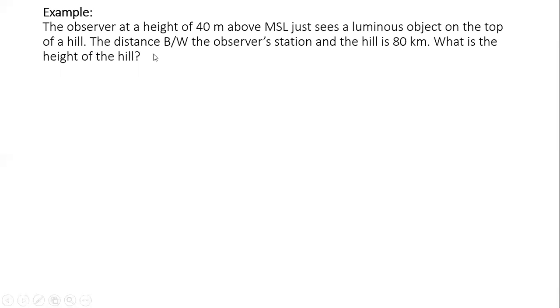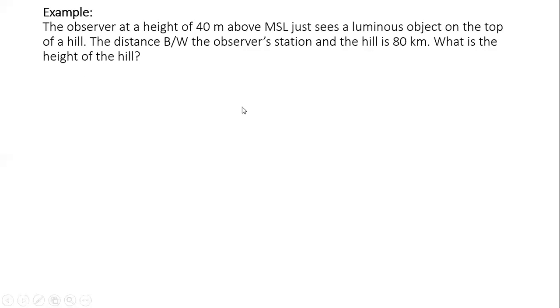Now this is another problem. Okay, a very simple problem. An observer at a height of 40 meter above the mean sea level just sees a luminous object on the top of a hill. The distance between the observer station and the hill is 80 kilometer. What is the height of the hill? So in this problem, you have to find out the height of the hill. In the previous problem, you had to find out the distance from the observer to the lighthouse. Here, the distance of the observer station and the hill is known to you as 80 kilometers.